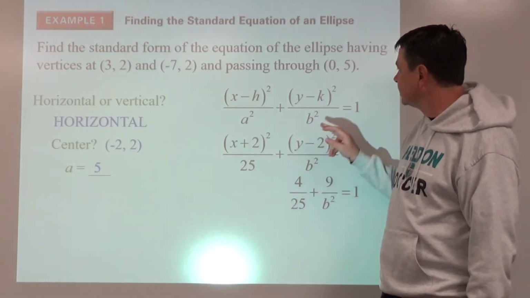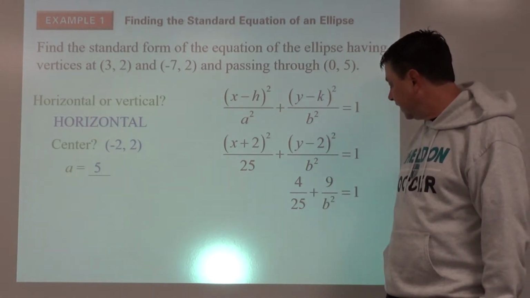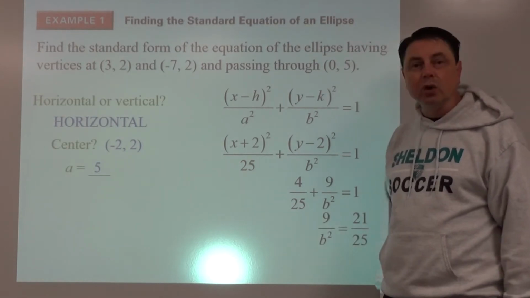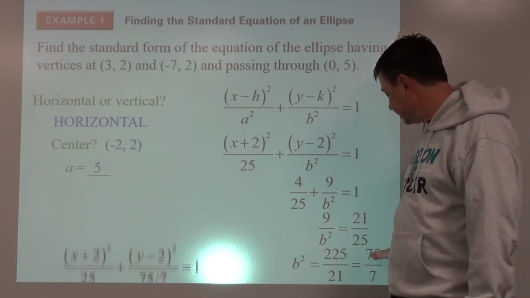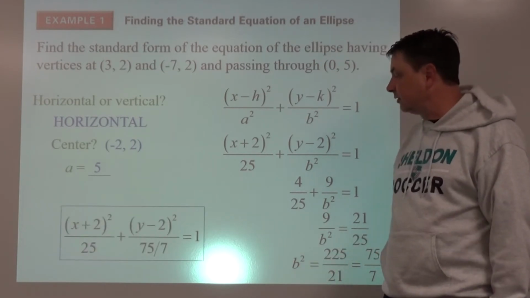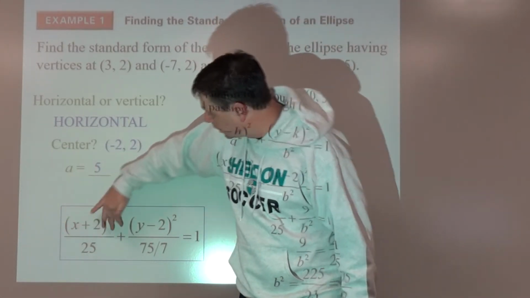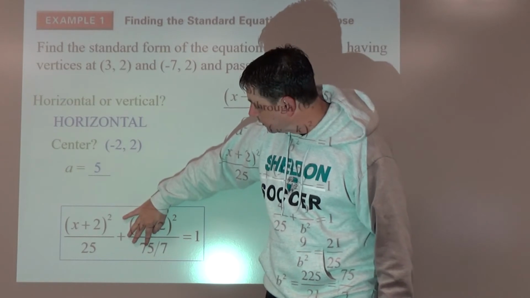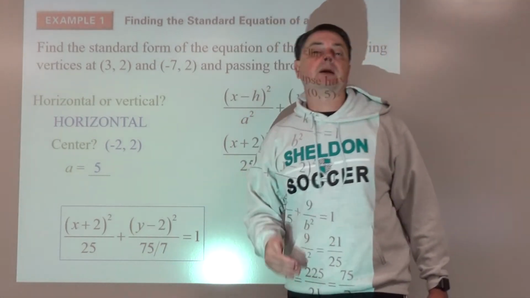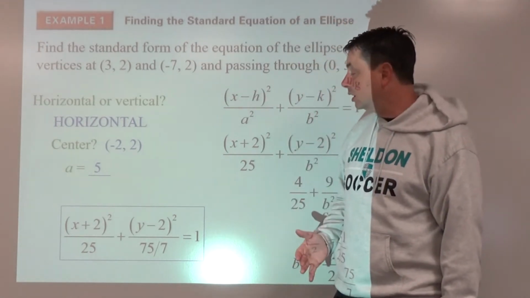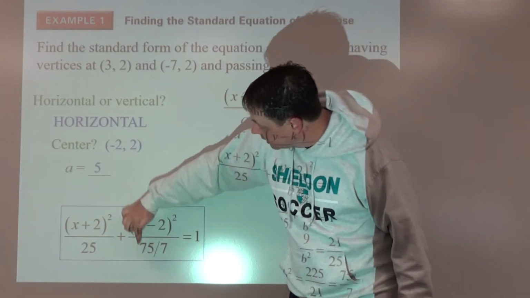So if we replace with 0 and 5, we're going to get this. If we subtract 4 over 25 from both sides, we can then cross multiply. b squared is equal to, if we reduce it, 75 over 7. And I would write it like this: (x plus 2) squared over 25 plus (y minus 2) squared over 75/7 is equal to 1. If you were to look that up in the back of the pre-cal book, it might actually say something like 7 over 75.